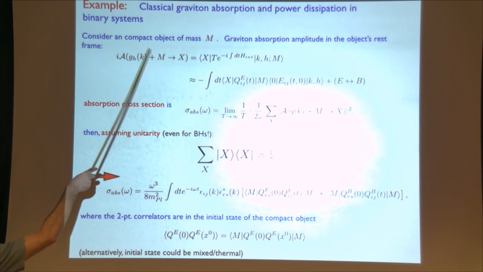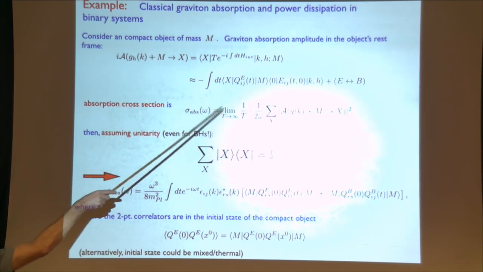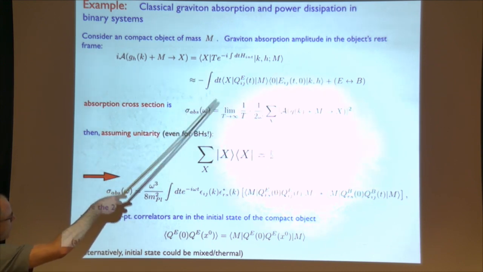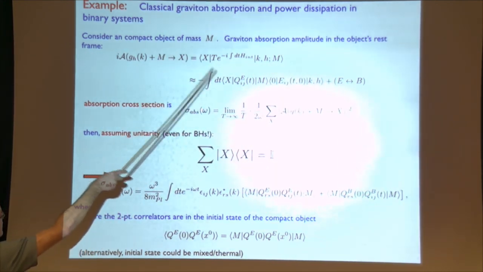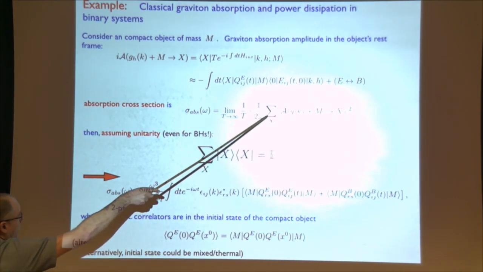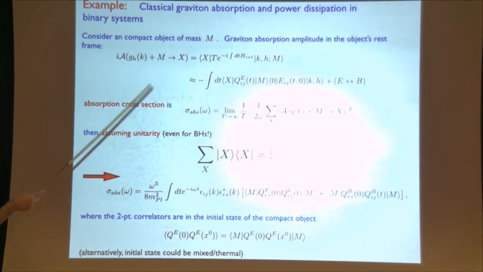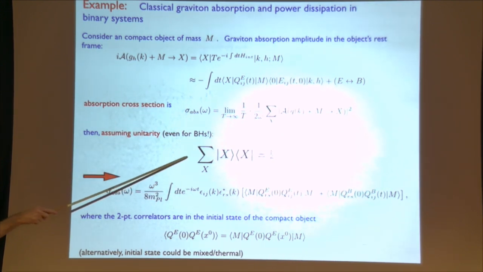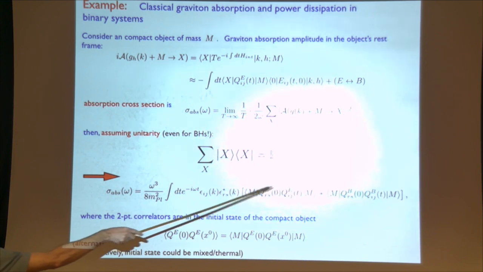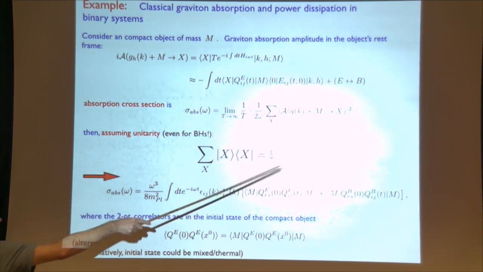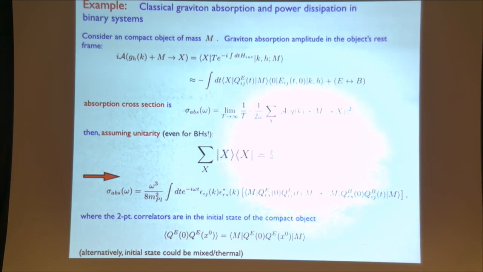But that doesn't stop us. We can square this amplitude, sum over the final states, and normalize the states properly to get a cross-section, an absorption cross-section. After you sum over the final states and assume unitarity, which is an assumption in what I'm doing, it depends on the Wightman two-point functions of these mysterious operators that I wrote down. So here's the absorption cross-section in terms of those correlators, and it also depends on the polarizations of the gravitons. So here is the absorption cross-section in the effective theory.